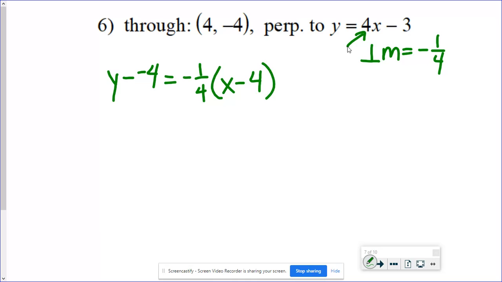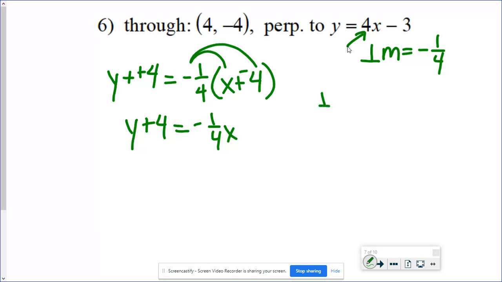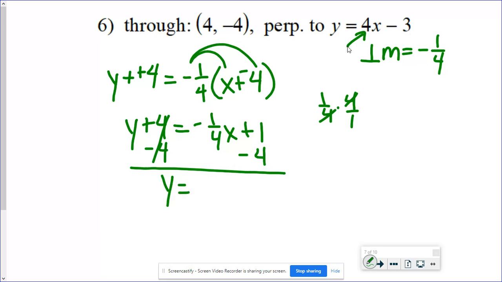This one is really nice for distributing a fraction. That's going to be a negative 1/4 x, and a negative times a negative is a positive. 1/4 of 4 is just 1. And then I have to get rid of that 4. So y equals negative 1/4 x minus 3. Feel free to pause this anytime if I'm going too quickly.